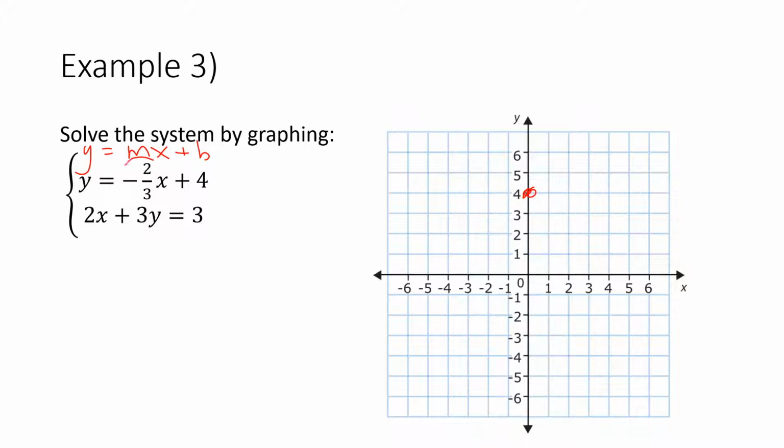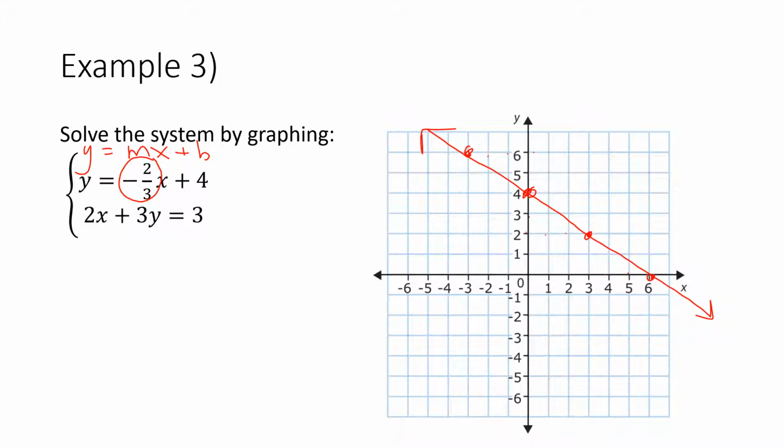Our slope is -2/3. There's only one negative sign there, so make sure to only treat one of the numbers as negative. So if I go down 2, I'll have to go to the right 1, 2, 3. Down 2, to the right 3. When you run out of room, go back the opposite direction. Up 2, back 3. We can connect those points with the line.